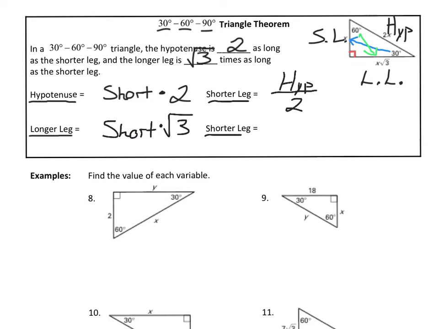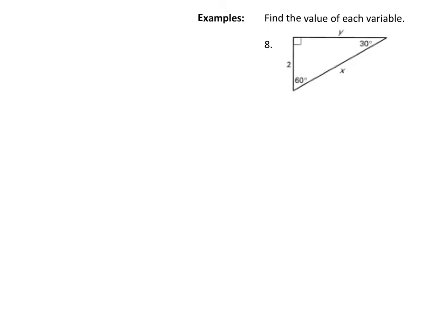Now, if you're looking for the shorter leg and you have the longer leg, you're going to have to divide that by radical 3, which gets a little bit more complicated because in that scenario, I would have to rationalize the denominator. So let's take a look at some examples. So for number 8, let's start off and label our 3 parts. Hypotenuse is easy to pick out.